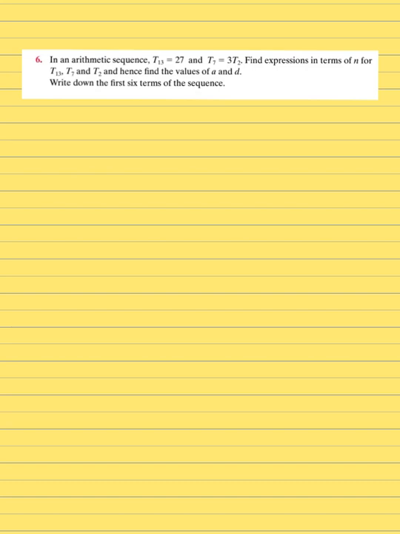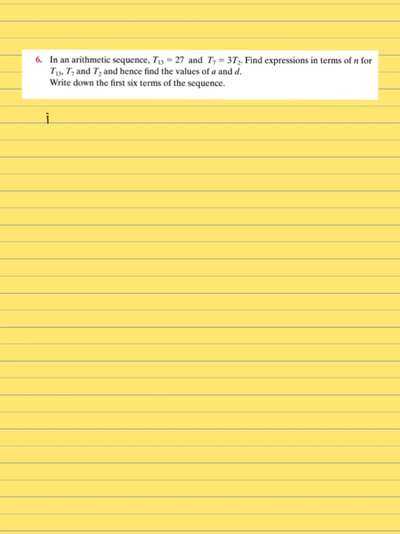In this question, we're given an arithmetic sequence. We're told the 13th term is 27. The 7th term is 3 times the second term. And then you're asked to find an expression in terms of n for t13, for t7, and for t2. So those 3 things first. Hence, in other words, use those answers to work out the values of a and d, and then write down the first 6 terms of the sequence. So a few things going on here.